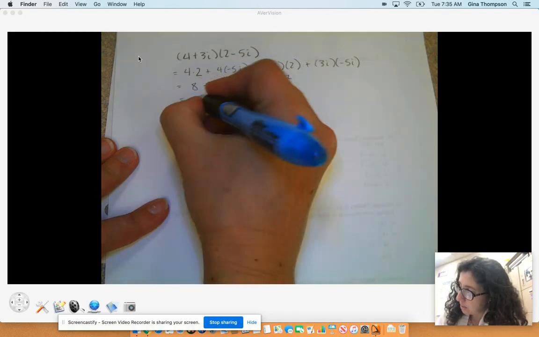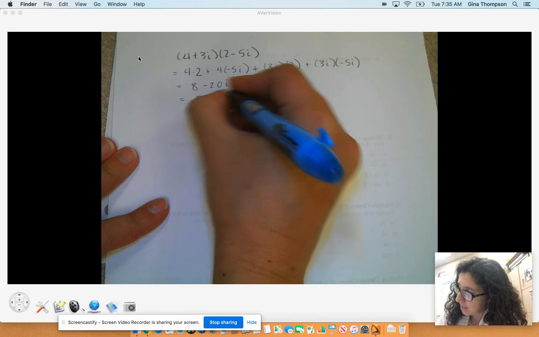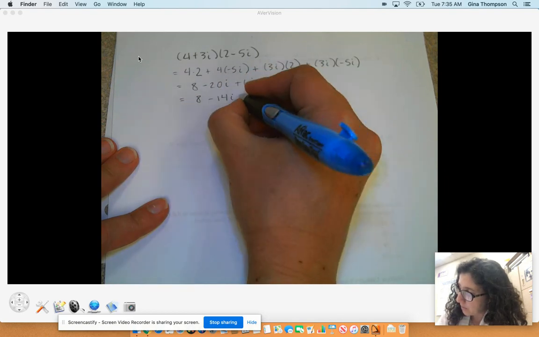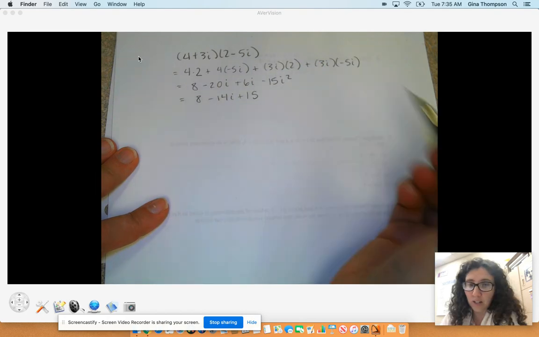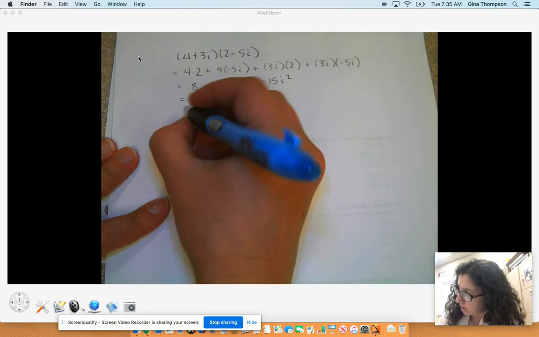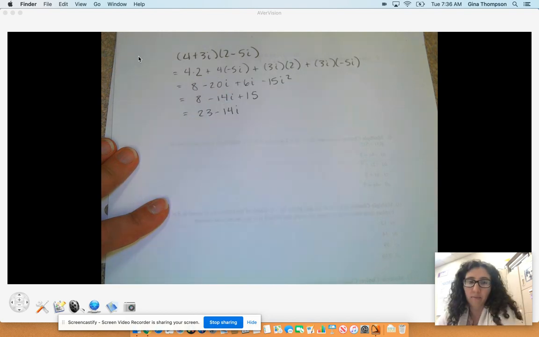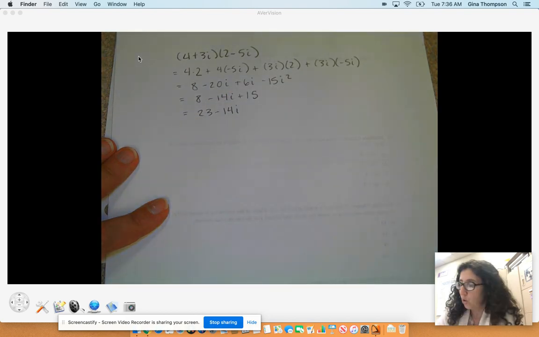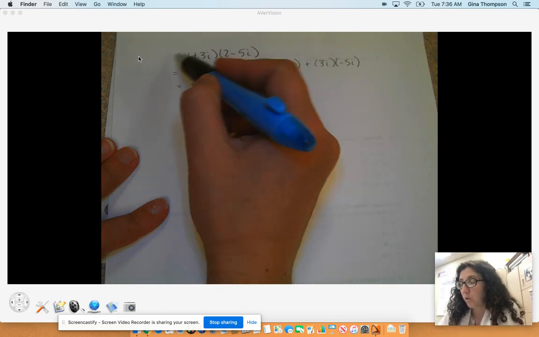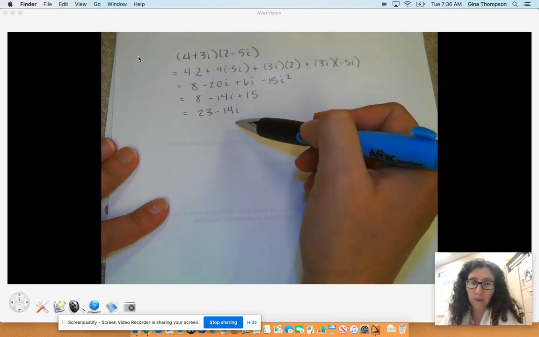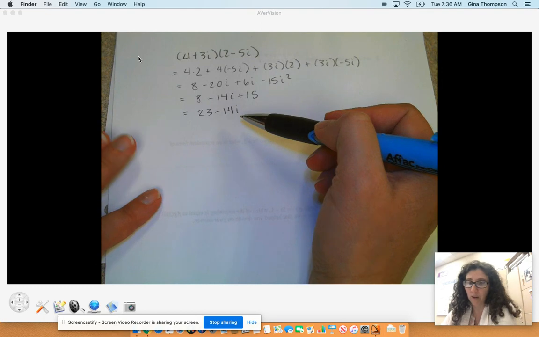Okay, so now let's simplify this even more. Let's combine these: 8 minus 14i plus 15, right? Because i squared is -1. So then I can combine these and I get 23 minus 14i. Okay, so there's nothing super fancy going on here. We're just being careful, right? As we distribute, we're just being careful of minus signs and things like that so that we can combine things at the end and have them make sense.